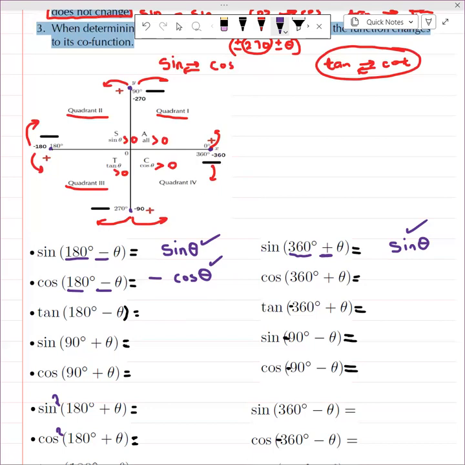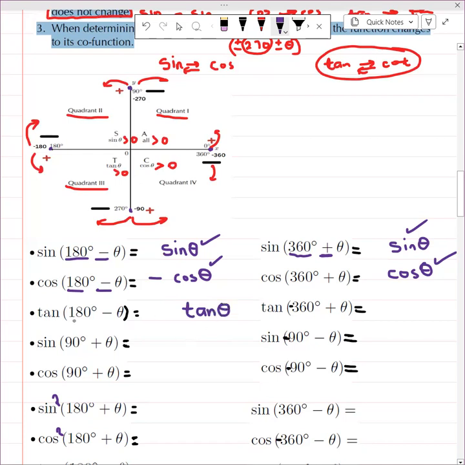So 360 is here. Plus is in the first quadrant. I know I'm going to have positive and it's not going to change because it's 360. So that is just cos theta. Okay, good. 180, tan will just be tan theta because it doesn't change.